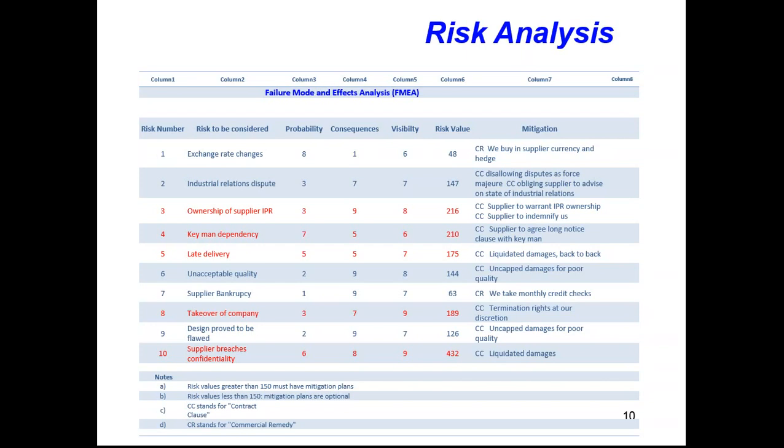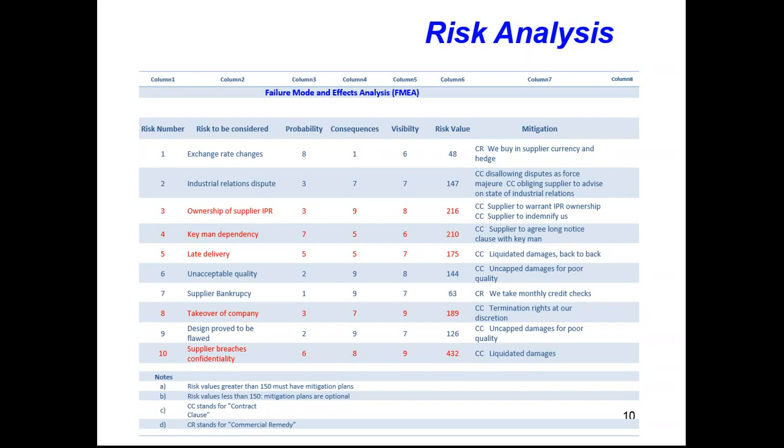The reason some of these columns are in red is that we've put an arbitrary threshold of 150. If you look at ownership of supplier intellectual property, we've said this might be low probability if somebody challenges whether the supplier actually owns the intellectual property. But the consequences are high, and we'd have very little notice if it actually happened. So the number 216 is above the threshold, and anything in red means that we have to spend some time coming up with potential remedies.